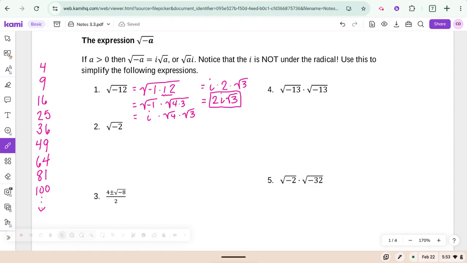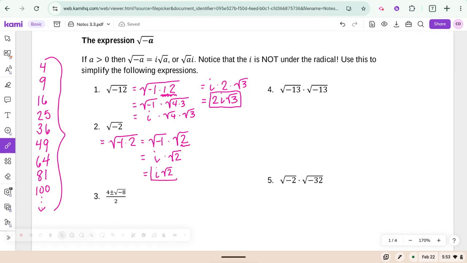Now for example number 2, I can think about this as the square root of negative 1 times 2. I can separate the square root of negative 1 and the square root of 2. Now earlier I could simplify the square root of 12, but I'm not going to be able to simplify the square root of 2 because none of these square numbers divide evenly into 2. It's too small. So the square root of negative 1 is i. I can't simplify the square root of 2 any further. So when I write it, I'll just keep the i in front, the square root of 2, and I'll write my final answer like this.